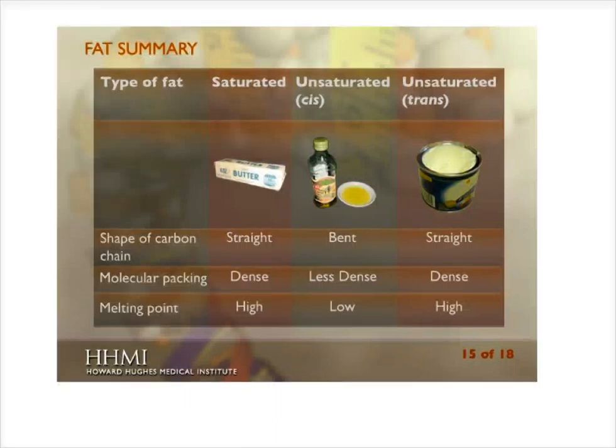If we summarize the different types of fats, we have our saturated fats, such as our butter. The carbon chains are all straight, molecular packing is very dense, high melting point, they are solid at room temperature. If we look at our unsaturated fats, we have our oils. They have the chains bent because of some double bonds. They're much less dense, and therefore they are liquid at room temperature. And then finally we have some unsaturated fats that are trans fats, and these still have some double bonds, but they still are more dense and have high melting points, so they are solid again at room temperature.